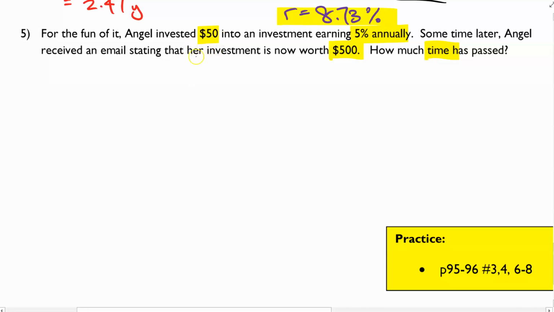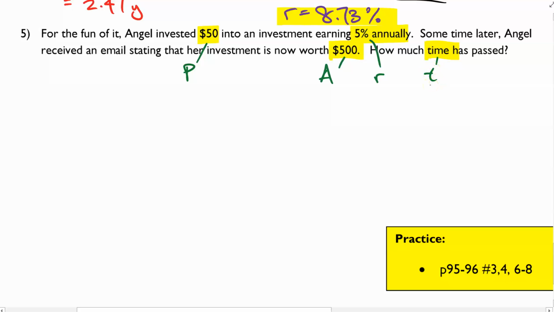Okay. So Angel invested $50 into an investment. That is her P. You can think principal, primary amount that she started with. It's earning 5%. That is your rate, R. It's now worth $500. Is that capital I? No, it is not the amount of interest earned. It is A, the total accumulated value. The original amount plus any interest in the account is sitting at $500. Accumulated value. And then I'm asking you for time here, T.